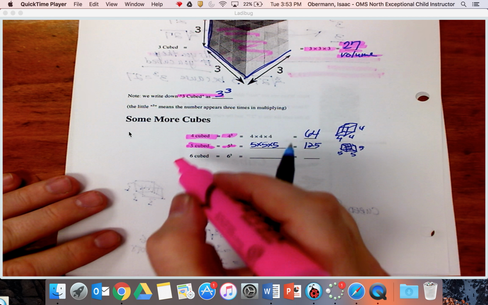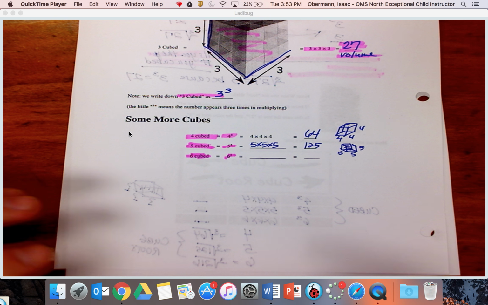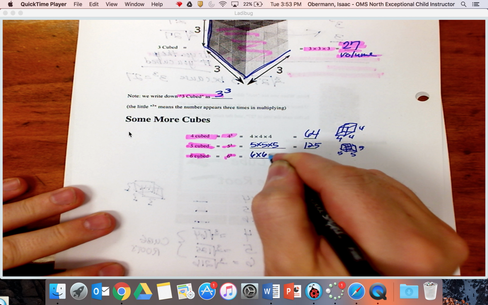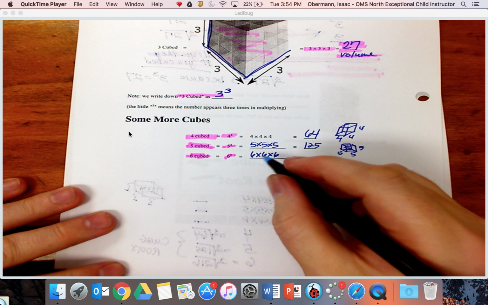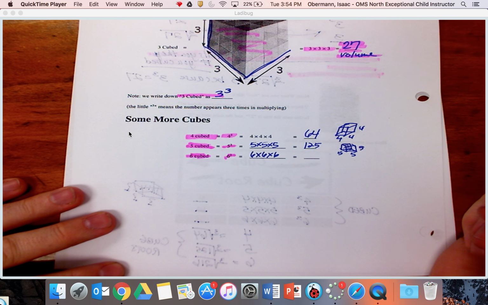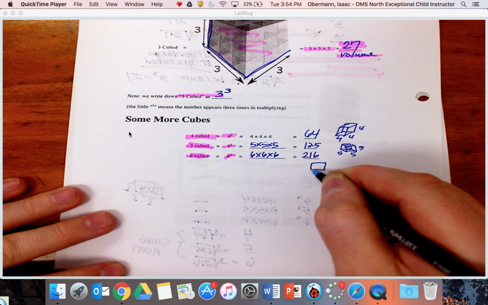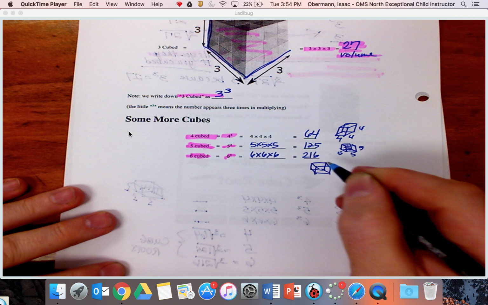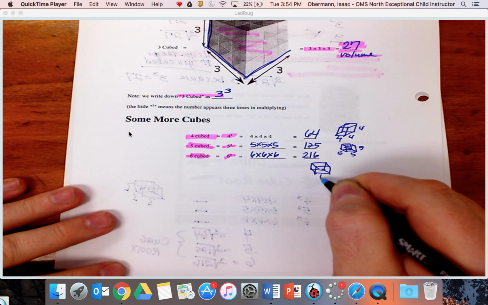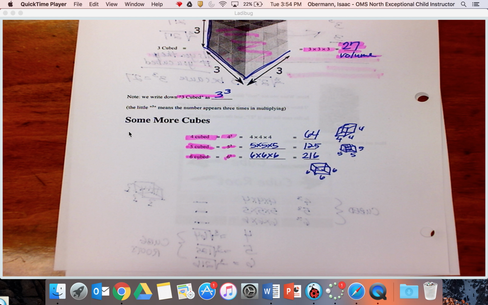So if I took the next one, it would be 6. It's the same way with any number. 6 to the 3rd power. It's not 6 times 3. It's 3 6's multiplying each other. And then you can figure that out. 6 times 6 is 36. 36 times 6 is 216. And you can see there is my cube. It's got a volume of 216 because all 3 sides are 6, 6 by 6 by 6. So basically that's what it is.